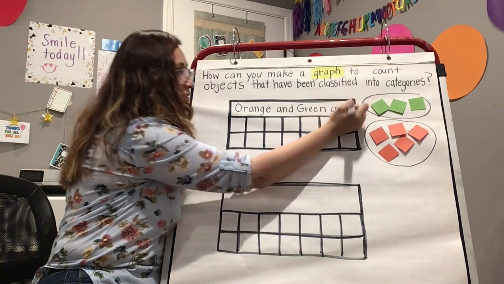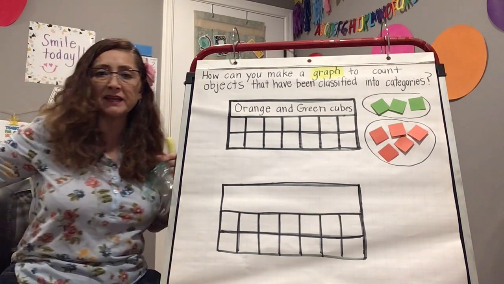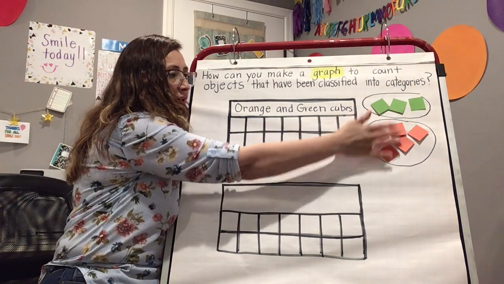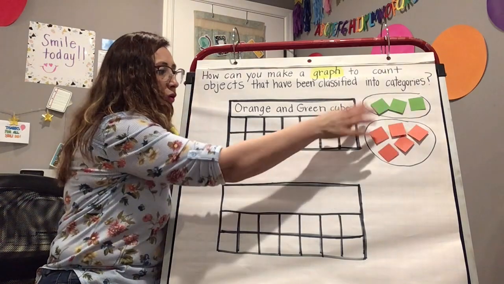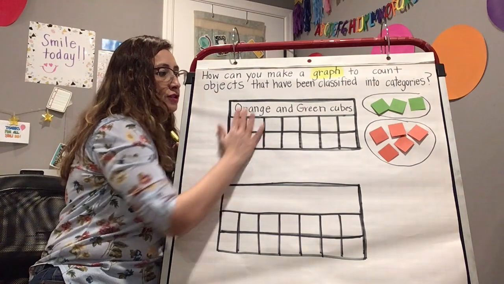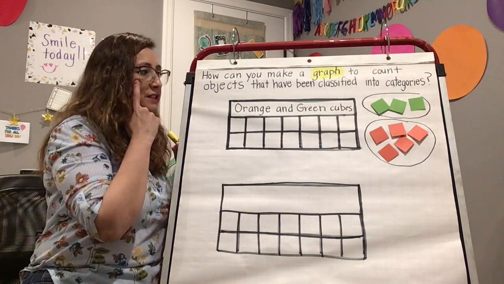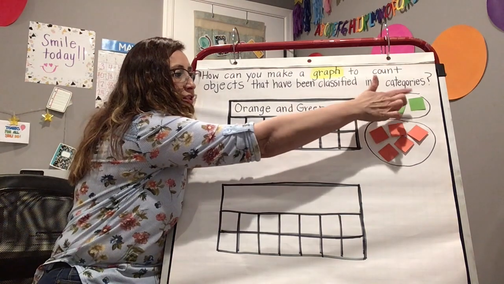Okay? Orange and green cubes, because that is what I have. This is what I have here. Orange and green cubes. Now I'm going to use my graph to organize my information. So the first thing I have to do is look at my first category.